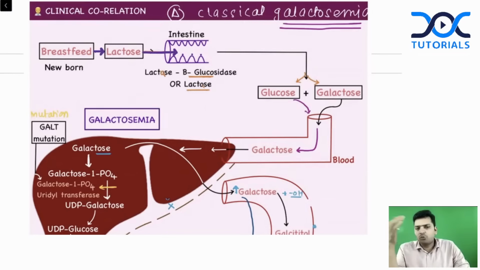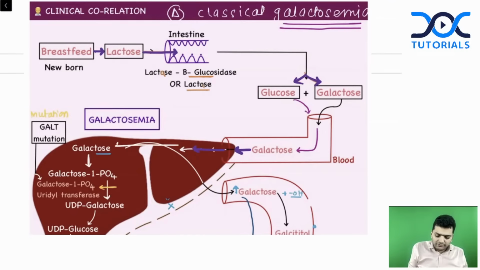We require the monosaccharides. So we break the disaccharide lactose into the monosaccharides glucose and galactose with the help of the enzyme lactase. And the glucose and galactose will get absorbed. Right now we are concerned with the galactose, so I'm just talking about galactose. This galactose molecule will reach all the way to the liver, and then the further galactose metabolism occurs.